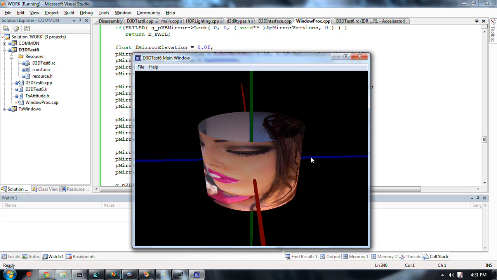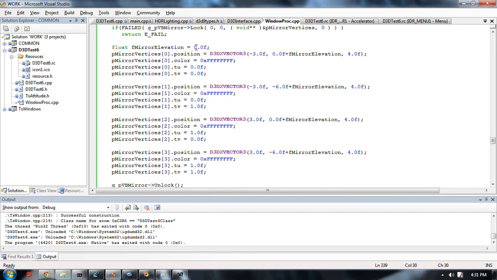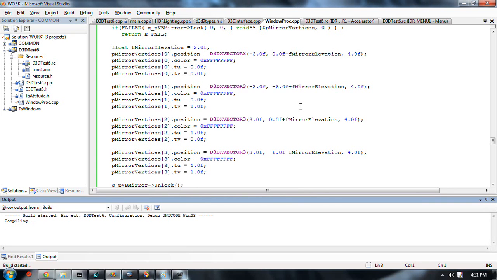Now, that elevation is just a number I can change. Suppose I add 2 to all of these y values. Okay, so what does that do? Try to guess. Which way is it going to go, up or down?